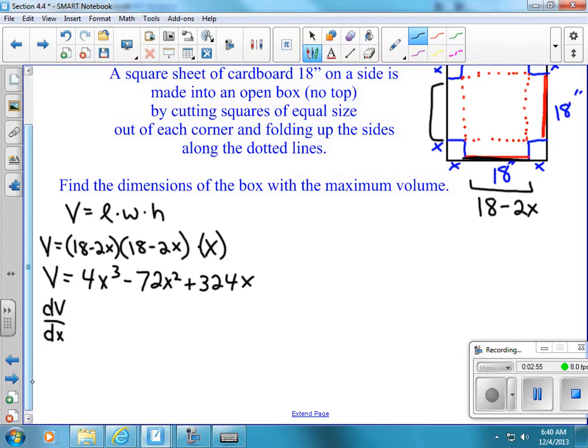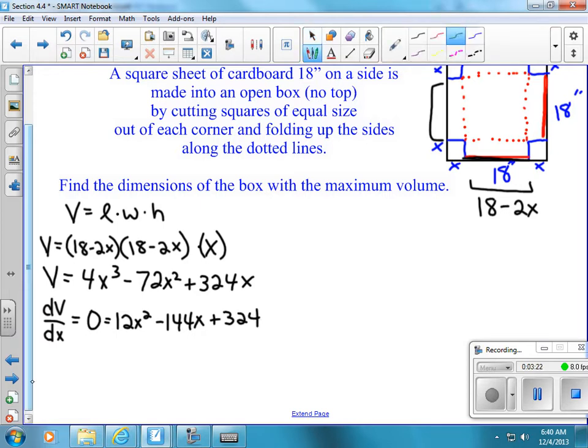All right, what we want to do is take the derivative of this because we want to maximize the volume. So what we're going to do to maximize this equation is take the derivative, set it equal to 0, and that's how you get a maximum or a minimum. You might also get a minimum. So the derivative of this is 12x squared minus 144x plus 324. That's the derivative.